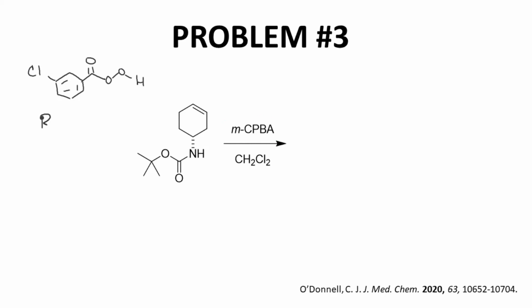This is often written as RCO3H. It is a peroxy acid. These react with alkenes to make epoxides. Sure enough, our starter material has an alkene for this addition reaction. Our alkene should react with MCPBA to make an epoxide, a 3-membered ring with an oxygen.